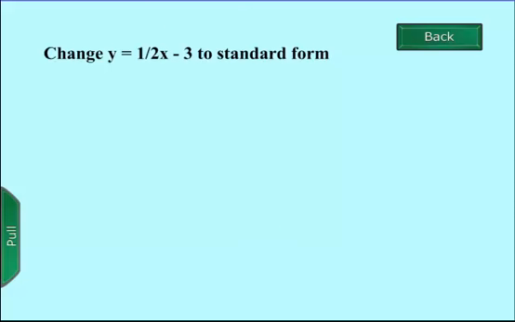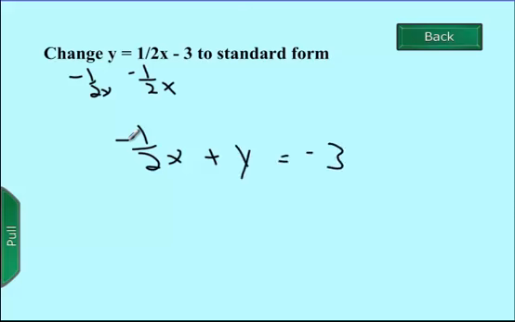Alright, so again, they put it in slope-intercept form, but that's not a problem for us. We see the slope, we see the y-intercept is -3, but I want to subtract 1/2 x, subtract 1/2 x, so I have -1/2 x plus y equals -3. Now I have two issues right now. Remember, I can't have any fractions, and right now I have 1/2.